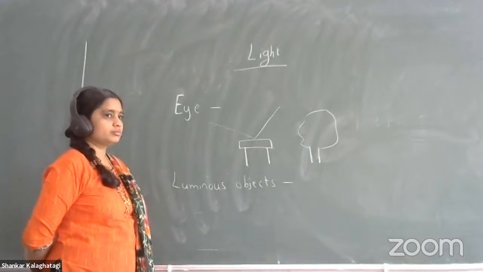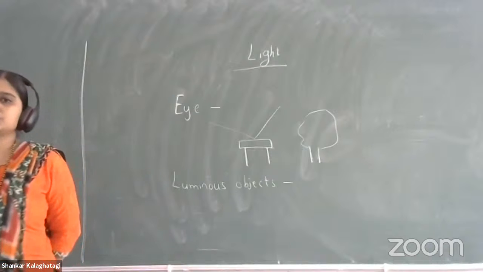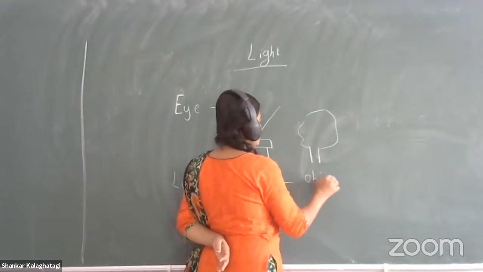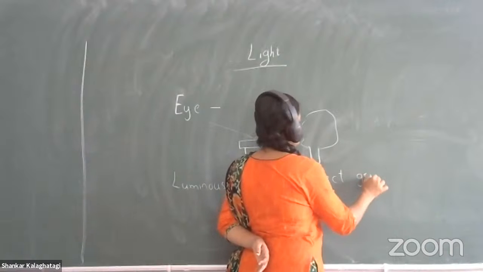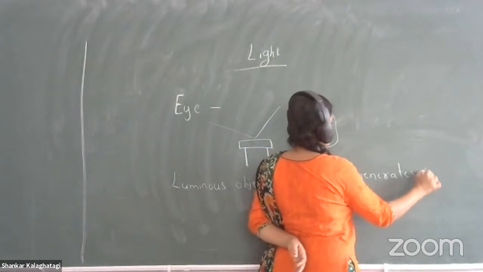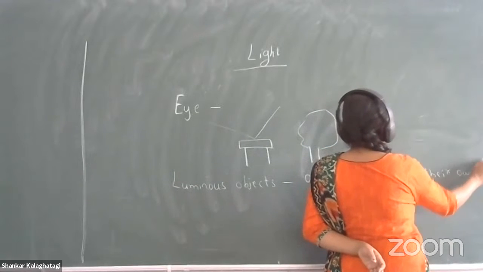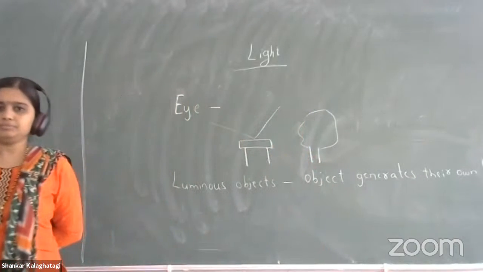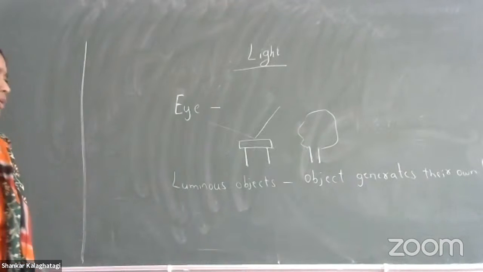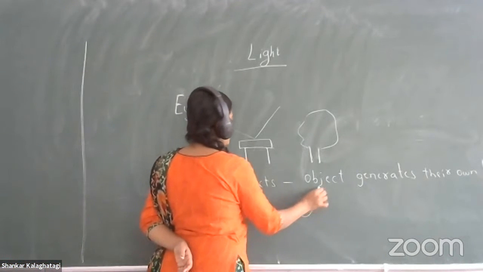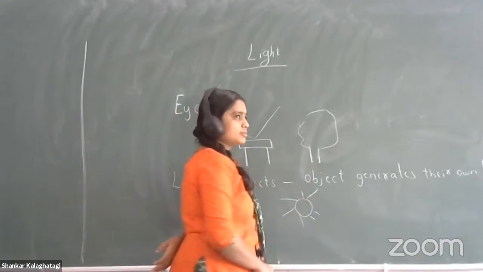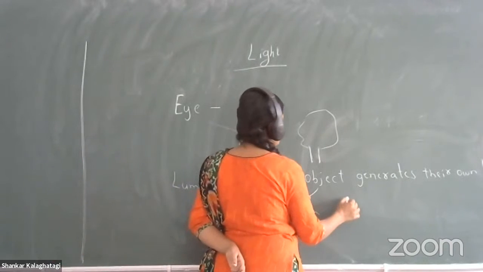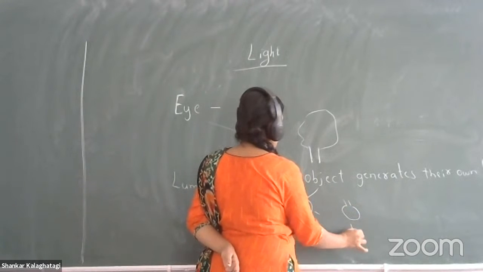Sit properly. Which objects generate their own light? Which object, students? Sun. Okay. Sun. You know that the sun has its own light. Next. Ma'am, moon. Star. Okay, bulb. Ma'am, sun, moon, star.